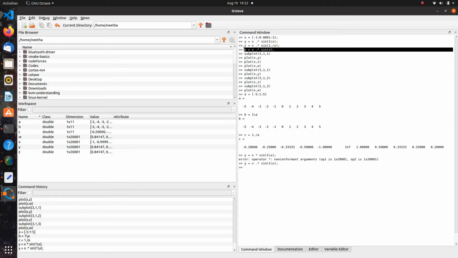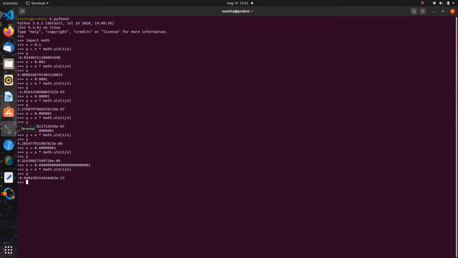The first thing is to try to understand why the limit does not exist. So I'm going to shift over to my Python terminal so that I don't disturb anything on my OCTAVE terminal. I'm going to do an import math. If you do not know Python, I'm just importing this library so that I can use its methods for calculation. So x is equal to 0.1. If you see, y is equal to minus 0.544.